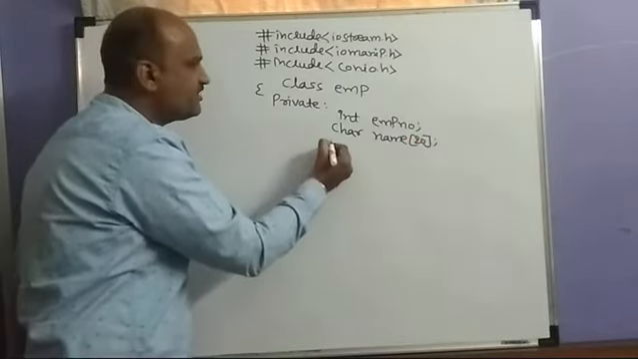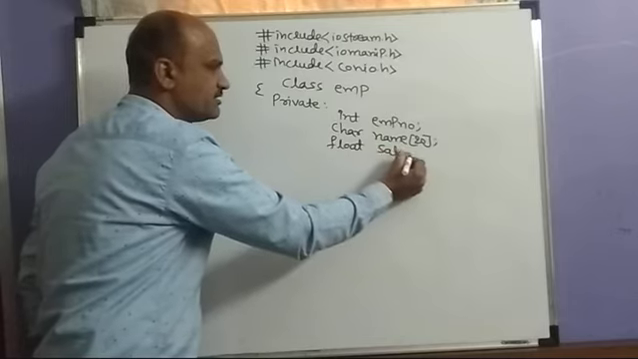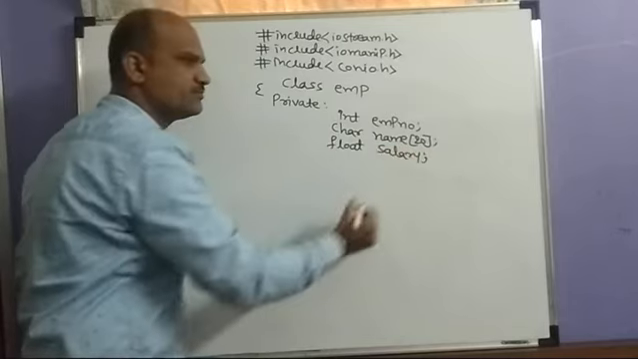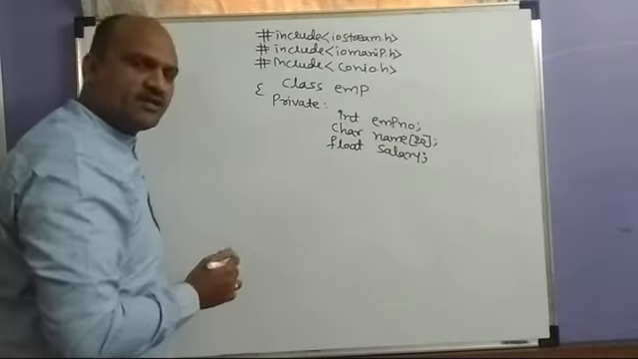Then we'll have the salary. So the employee will have a salary, which we will take in the data type float. So these are the three members we define: employee number, name, and the salary.